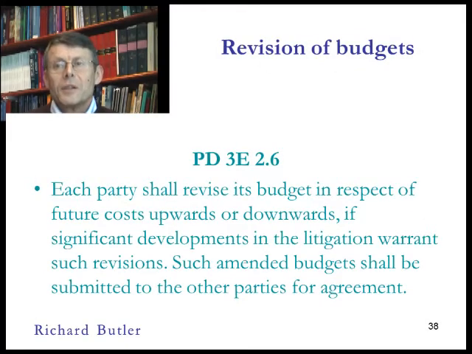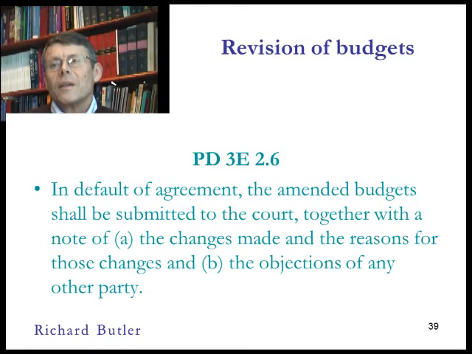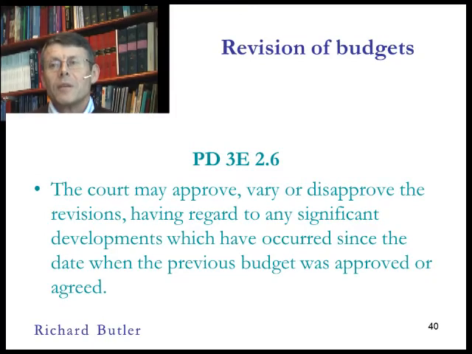Where significant developments in the litigation warrant it, each party must revise its budget in respect of future costs, up or down, and then submit the amended budget to the other side for agreement. If agreement is possible, then that agreed budget has to be submitted to the court. If it's not possible, then the court will be asked to rule on the amended budget, and you'll have to accompany your application with an explanation of the changes and a note of the objections that have been made by the other side. The court then sets a revised budget, either by approving or varying or disapproving the revisions.